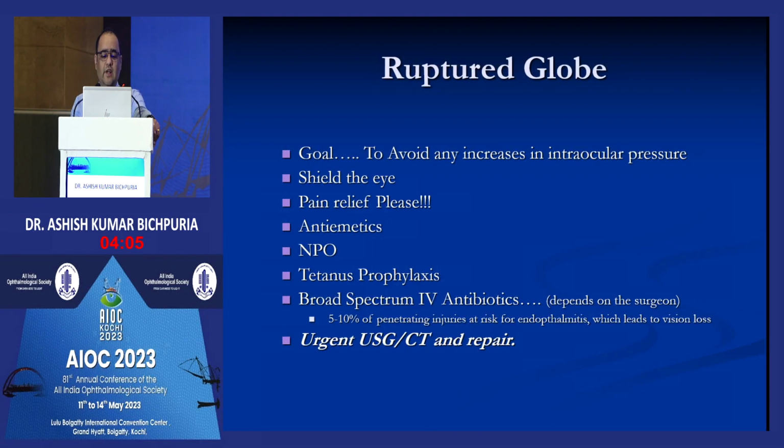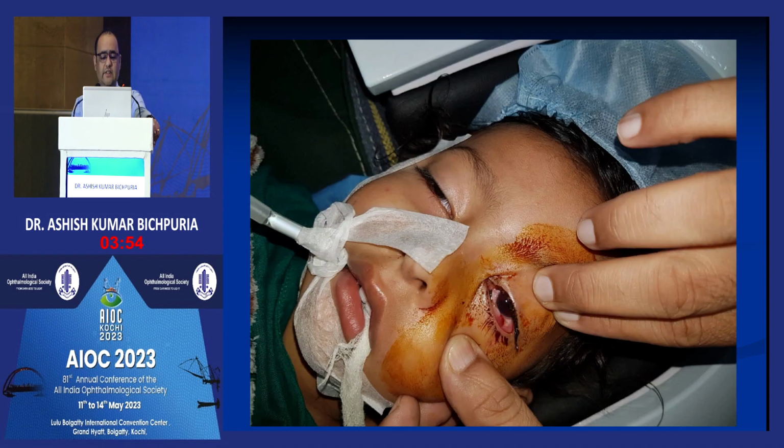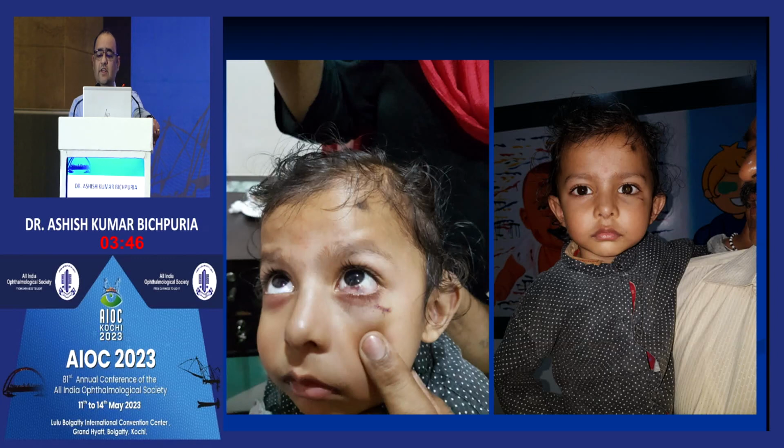So the goal is to avoid any increase in intraocular pressure: shield the eye, pain relief, antiemetics, NPO, tetanus prophylaxis, broad spectrum IV antibiotic, urgent USG, and repair. This is a case of globe rupture. There was a horseshoe-shaped scleral tear along the border of the inferior rectus. I repaired it, and the post-op results are satisfactory.